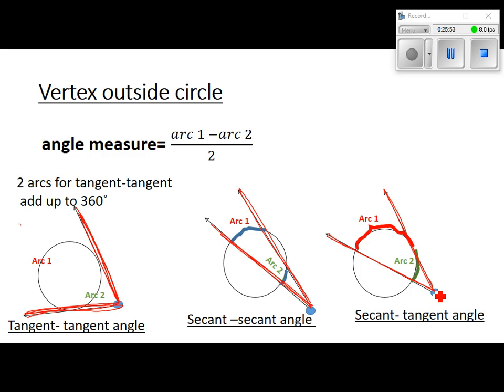For this, the formula is the same for all 3 of these. The angle measure, so whatever the angle is, is arc 1 minus arc 2, divided by 2. Arc 1 has to always be the bigger arc. Arc 1 is always going to be the arc that's out here on all of them, because that's going to be the bigger arc. Then arc 2 is always going to be the one that's closest to the vertex of the angle.